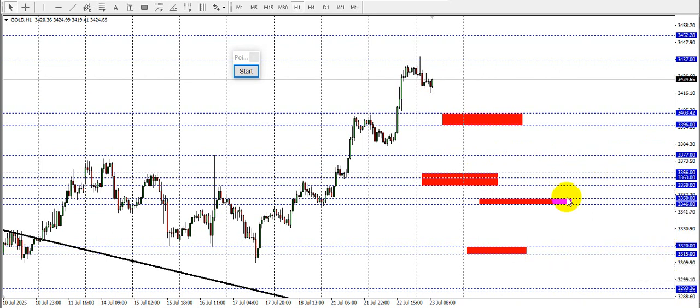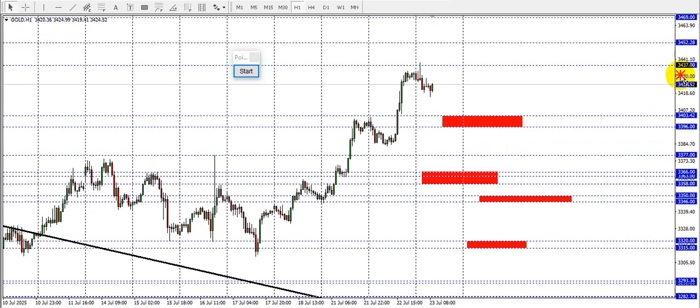Pro tip: stick to these levels. Don't trade randomly. If you buy or sell in empty zones with no volume or interest, your trade will likely fail or drag out for hours.